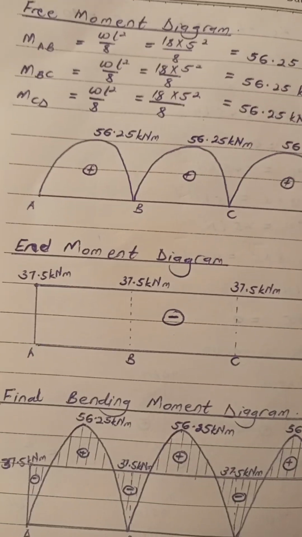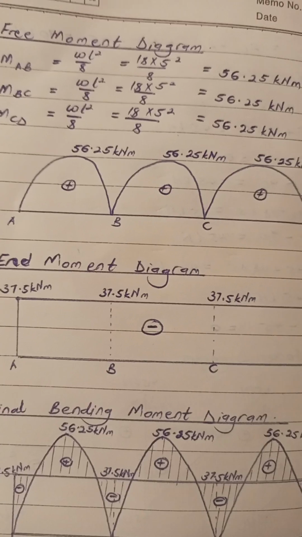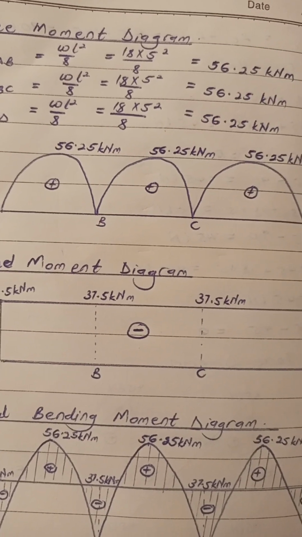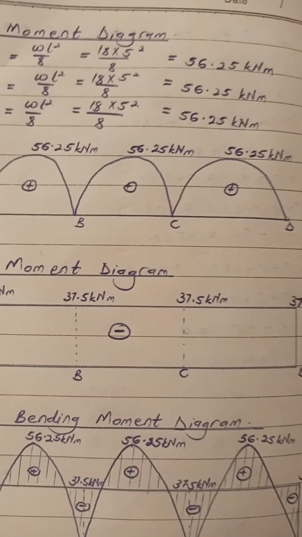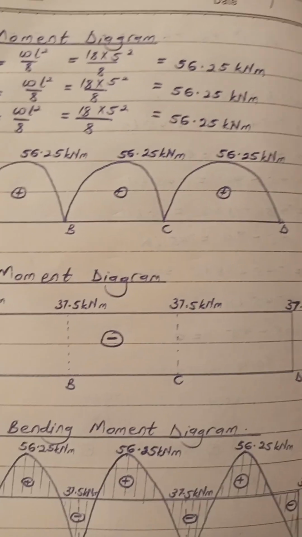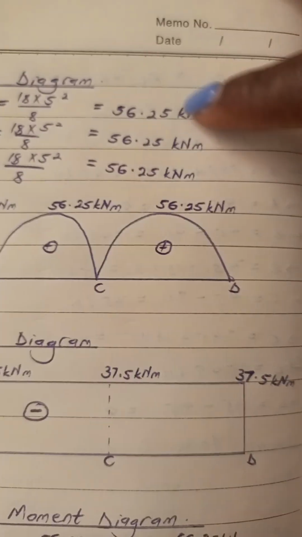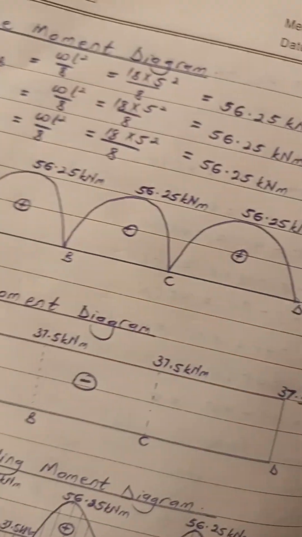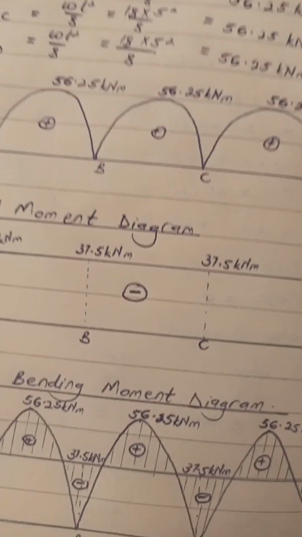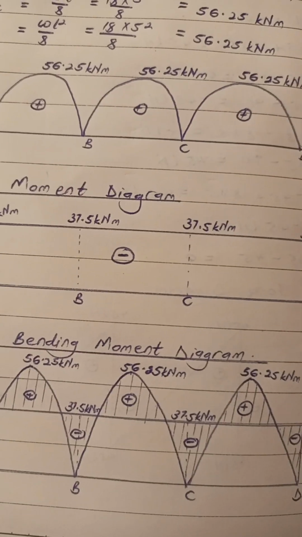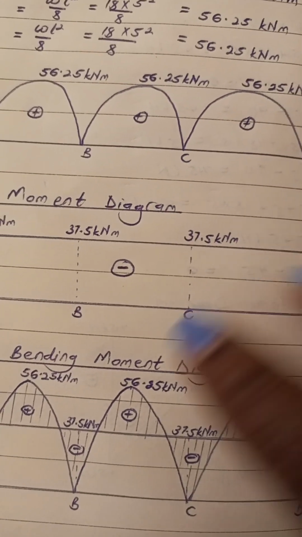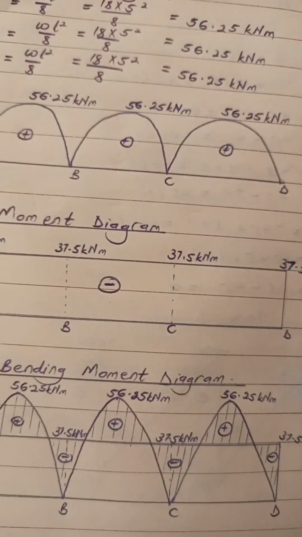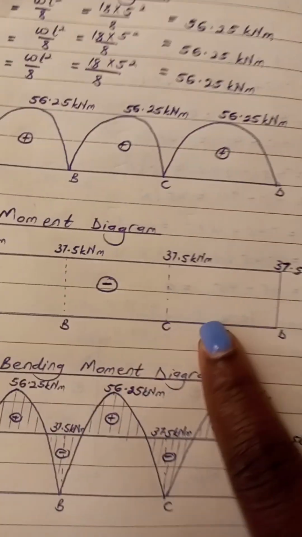Then we calculate the free moment diagram values by calculating the moments. Since it was a UDL, you're going to calculate W times L squared over 8. That is the formula for UDL moment. And when you calculate it, all of it gives you 56.25. And then you draw the free moment diagram. Then the end moment diagram. Since the values that we had were 37.5, which is a uniform value, it's going to give you a rectangle. Don't forget to write the signs.